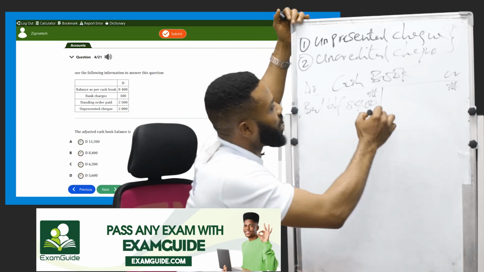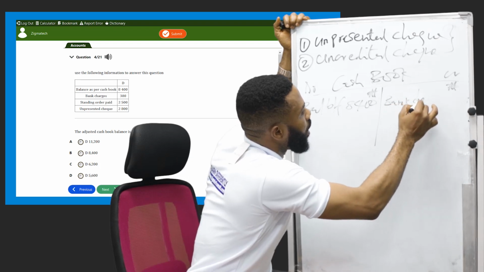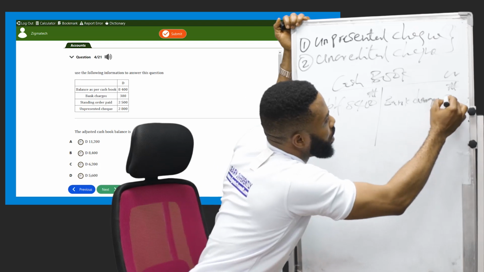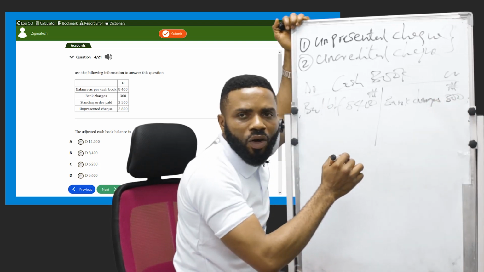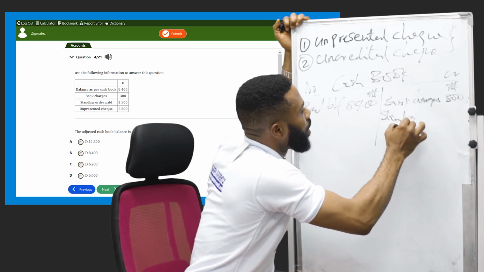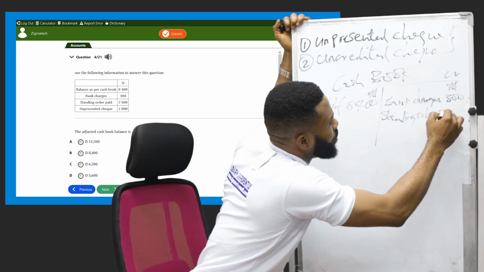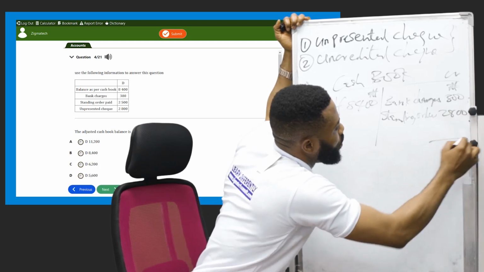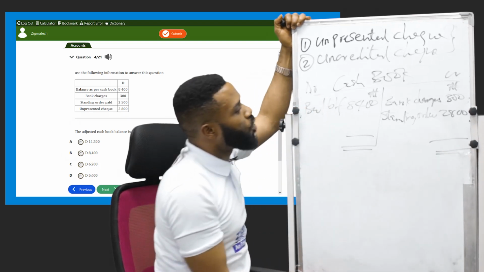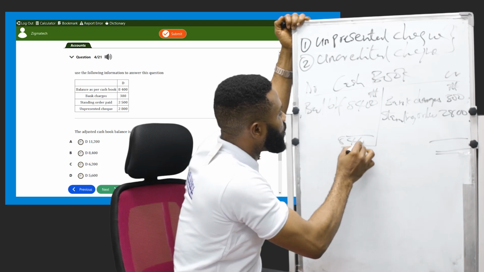Number 1, bank charges. So you come here, you write your bank charges. How much is bank charges there? 300. The next one is standing order. Standing order is how much? 2,800. So you close your account. This is how to close an account. When you close your account like this, now 8,400.